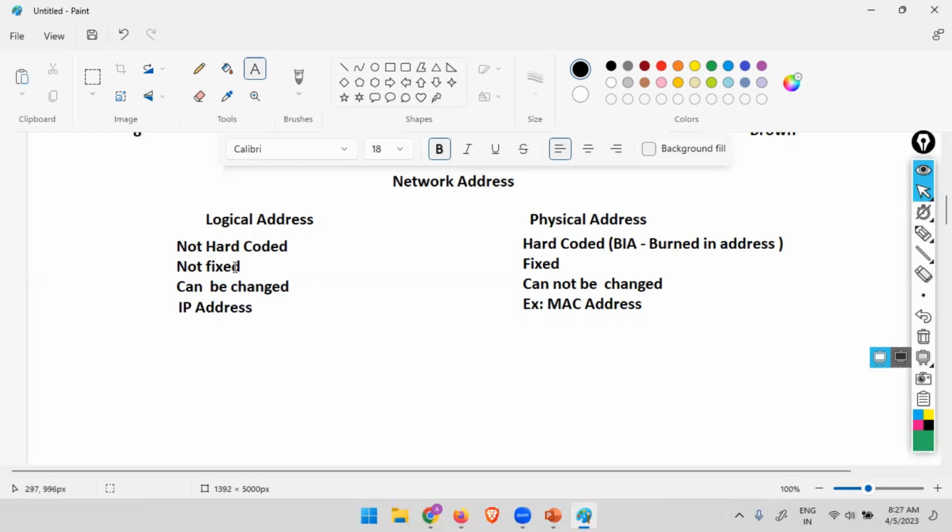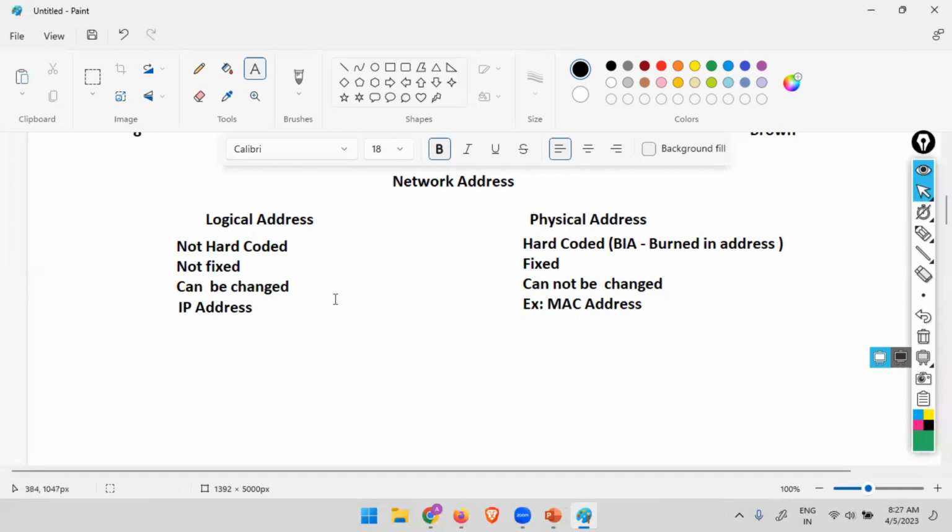And we also took an example of universities. When we enroll in a university, we can be identified using two things: one is our name, and second is the enrollment number. Our name is fixed with us. That is kind of burned in and hard coded with us. Wherever we go, our name is not going to change. But when we go from one university to another, your enrollment number is going to change. That is clear.